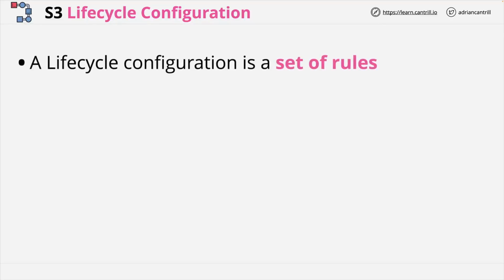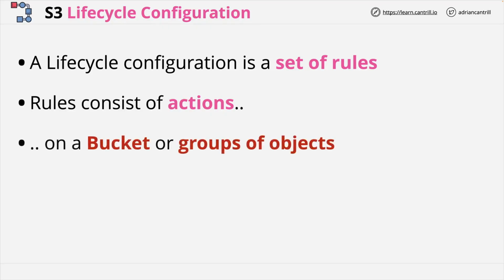A lifecycle configuration at its foundation is a set of rules which you apply to a bucket. These rules consist of actions which apply based on criteria. So do X if Y is true. These rules can apply to a whole bucket, or they can apply to groups of objects in that bucket defined by prefix or tags. The actions which are applied are one of two types: transition actions, which change the storage class of whichever object or objects are affected.